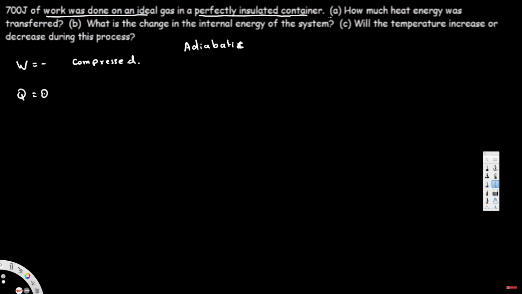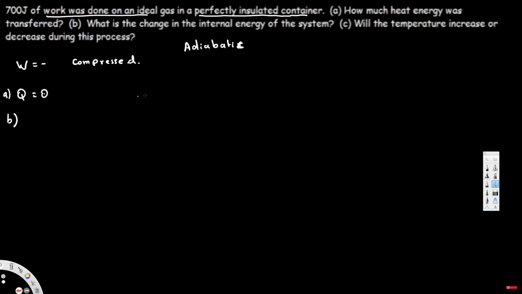Adiabatic system. So the first question is asking how much heat energy was transferred. We already found out Q is equal to 0. So nothing is going to be transferred, right? Since it's a perfectly insulated container, nothing is going to be transferred. So let's look at the B part.